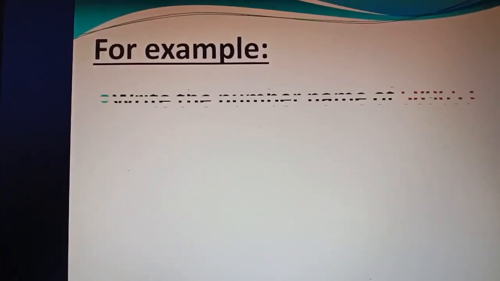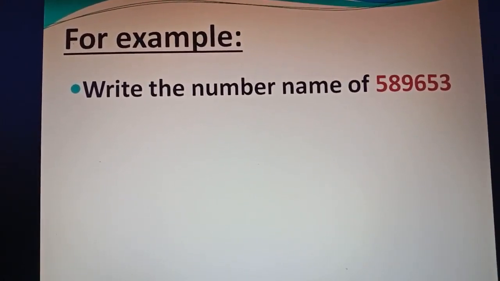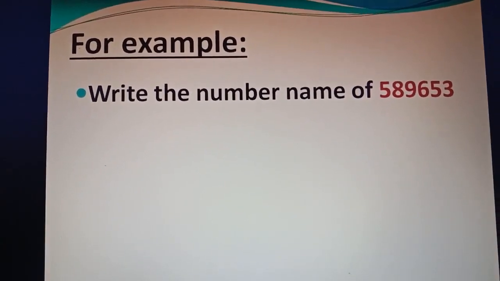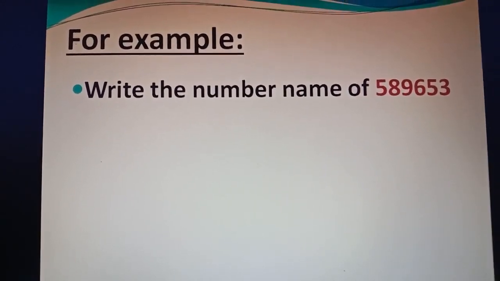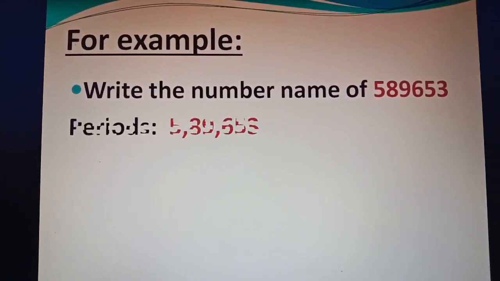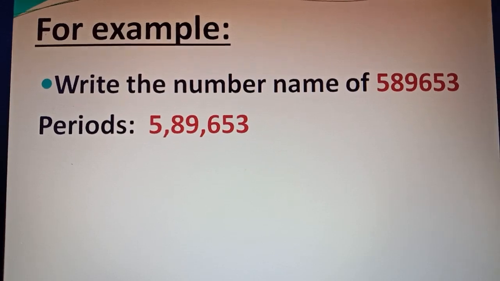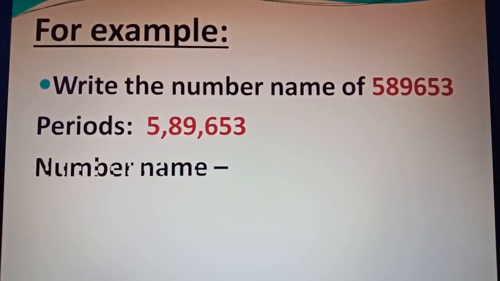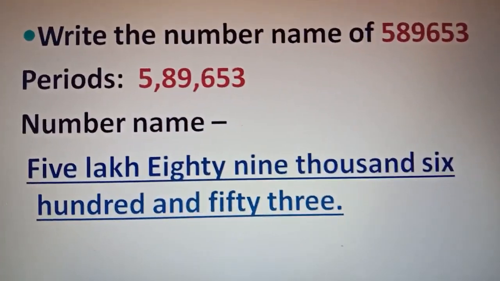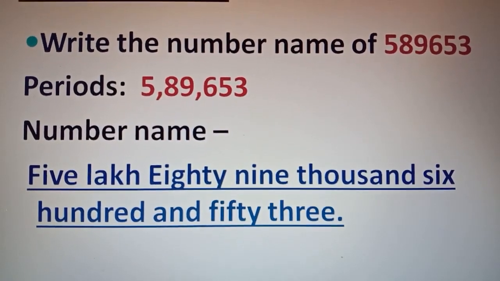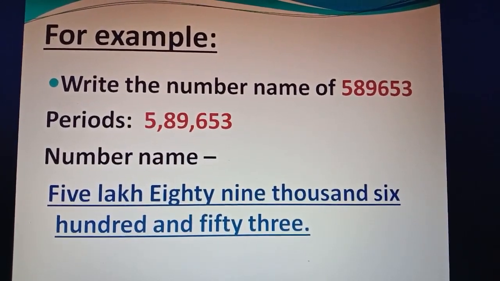So for example, write the number name of 589653. So first we divide and insert the commas between the different periods. So this will become 5,89,653. So number name will become 5,89,653. So in this way we write the number name.